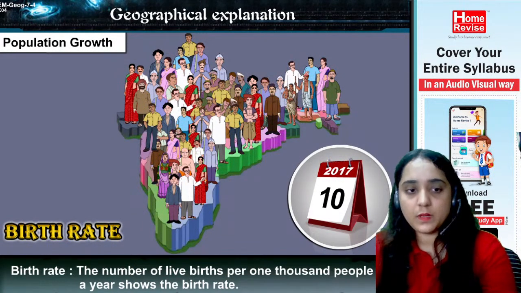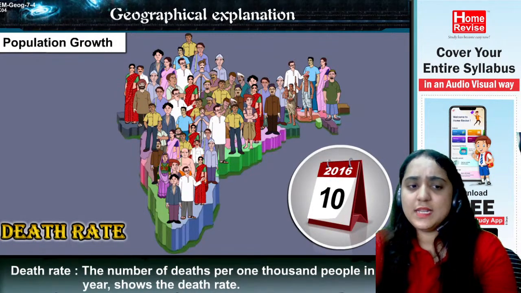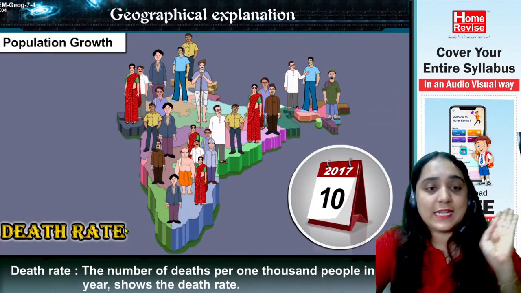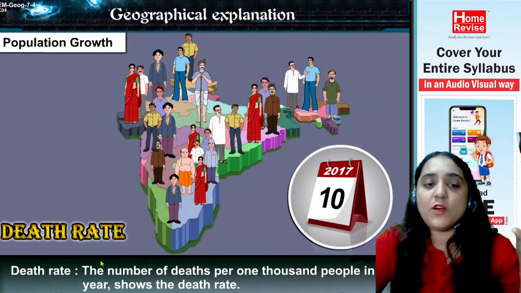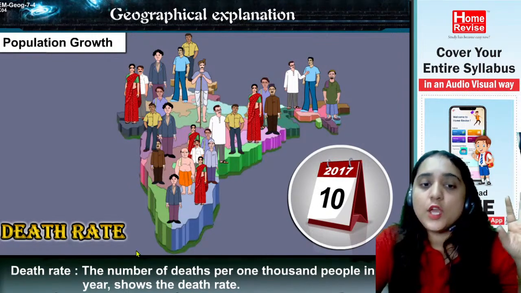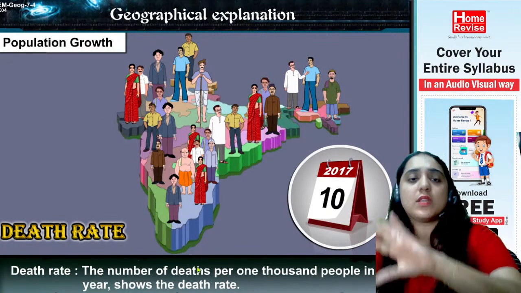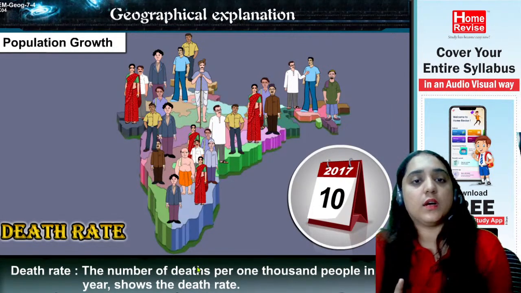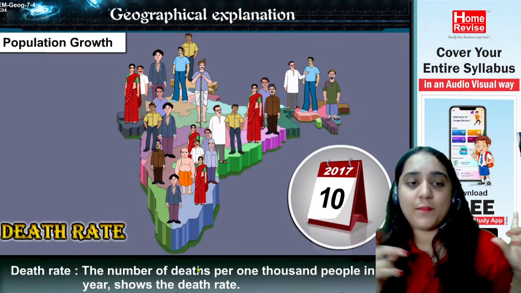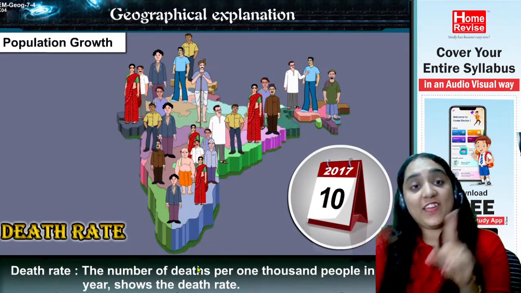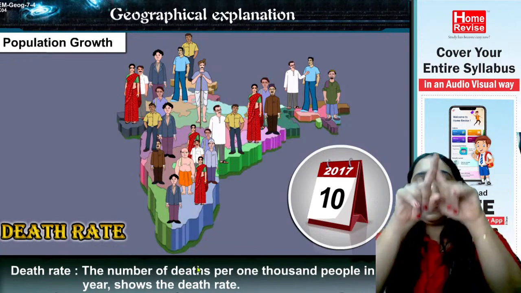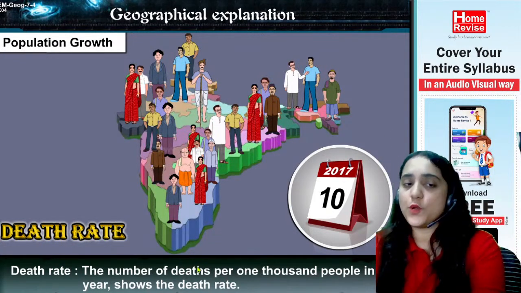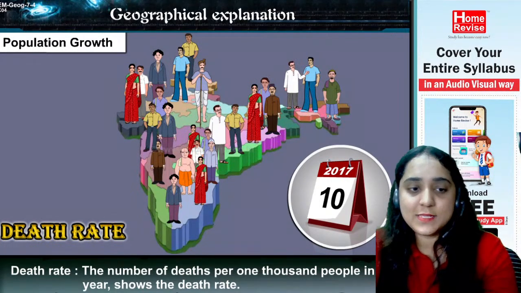Okay. Death rate, the number of deaths per 1,000 people in a year shows the death rate. Yes, it is exactly the same thing. Only instead of writing the number of live births, you have to write the number of deaths. So the number of deaths per 1,000 people in a year is called the death rate. If I talk about the birth rate, the number of live births per 1,000 people in a particular year is called the birth rate. Similarly, the same definition goes for the death rate also.